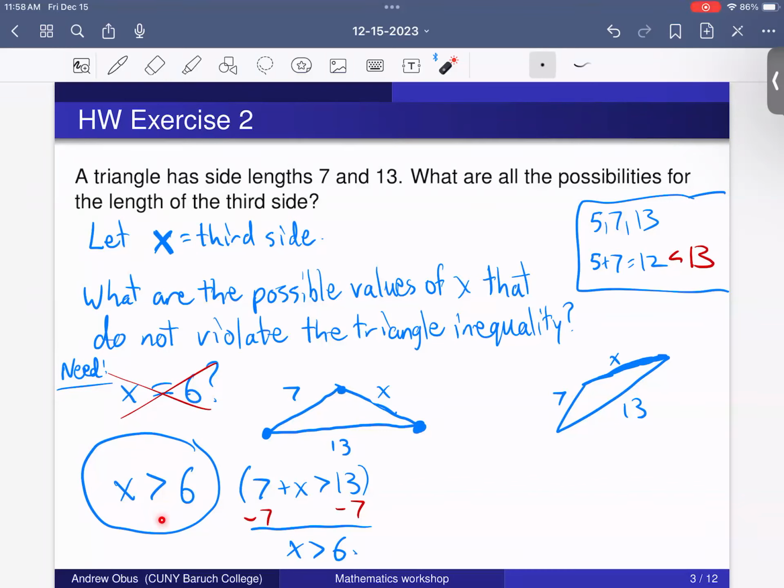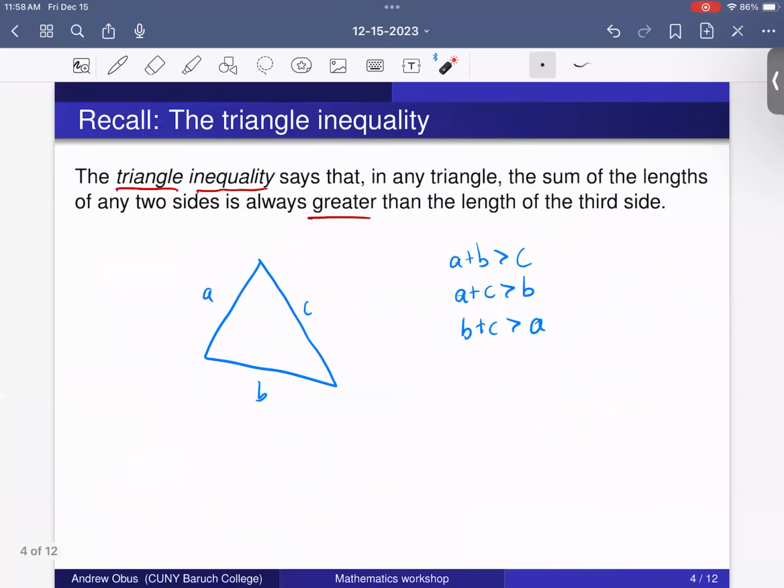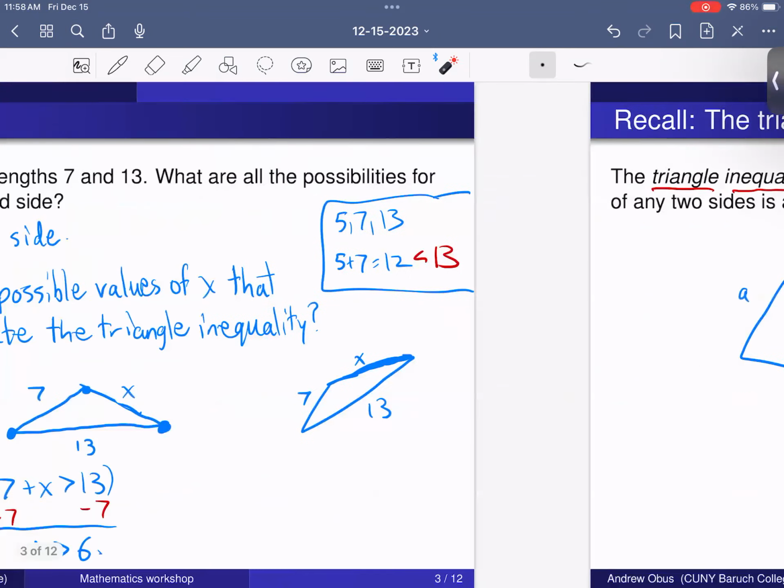I claim that we get another constraint on x, not only x greater than 6, but something else also, another inequality involving x. So any ideas? And remember, I'm stating this all in terms of geometry, but we stated it in terms of algebra over here. The triangle inequality just says that if you add up any 2 sides of the triangle, it has to be bigger than the third side. So a plus b is greater than c, a plus c is greater than b, and b plus c is greater than a.